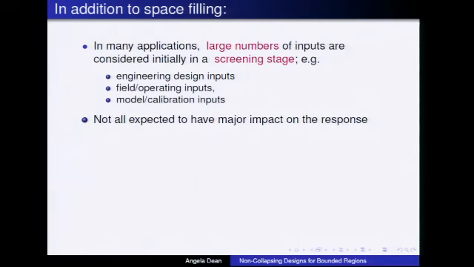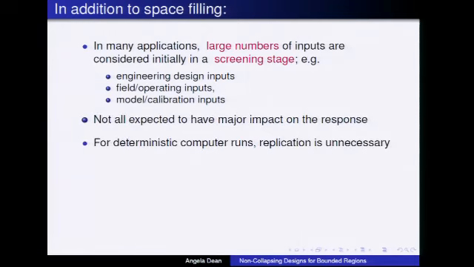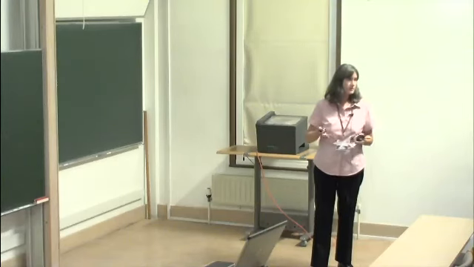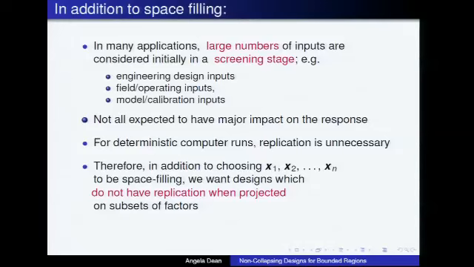We don't expect them all to have a major impact on the response, and so as was talked about a few minutes ago, replication is unnecessary. And so if we're screening, we don't want the design to be replicated in lower dimensions. So not only do we want the design to be space-filling, we also don't want to have replication when projected onto subsets of factors. We're going to call those designs non-collapsing.